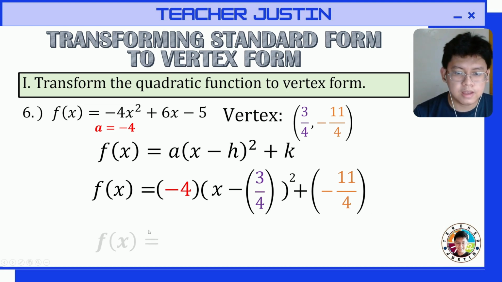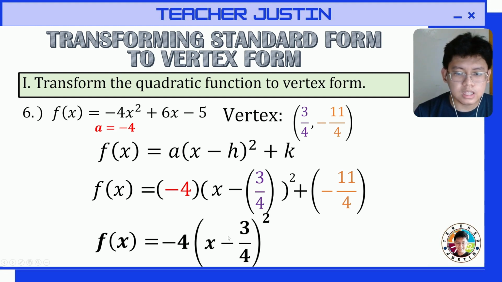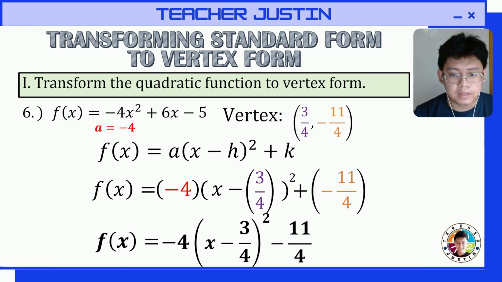So, we have f of x is equal to negative 4 times the squared quantity x minus 3 over 4. Then, positive times negative will be negative. So, we have minus 11 over 4. And that will be our vertex form. So, f of x is equal to negative 4 times the squared quantity x minus 3 over 4 minus 11 over 4. And that's it. Ta-da! Alright. And that is it.